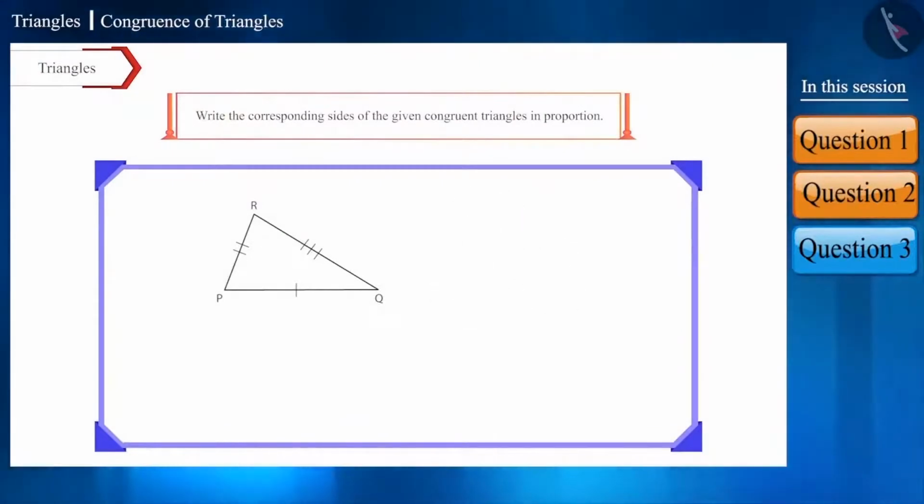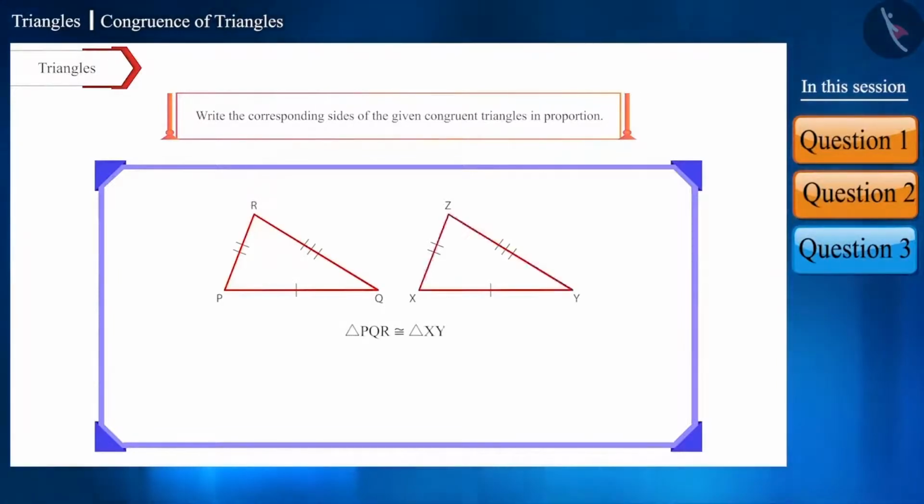Friends, first of all, keeping in mind the corresponding congruent sides of the two triangles, we will write the names of the two triangles in the same order in congruent form, and then we will write the proportions of their corresponding sides in the same order. According to the figure, triangle PQR is congruent to triangle XYZ.